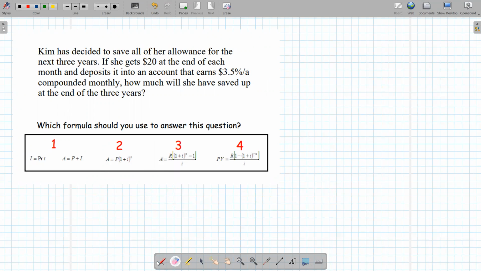Okay, the way you distinguish them is if it's to the power of negative something, and that's going to be present. This one's the future value. So what's R? 20? Yeah, R is 20, right? What is I? So I is going to be, you tell me, what's I going to be?